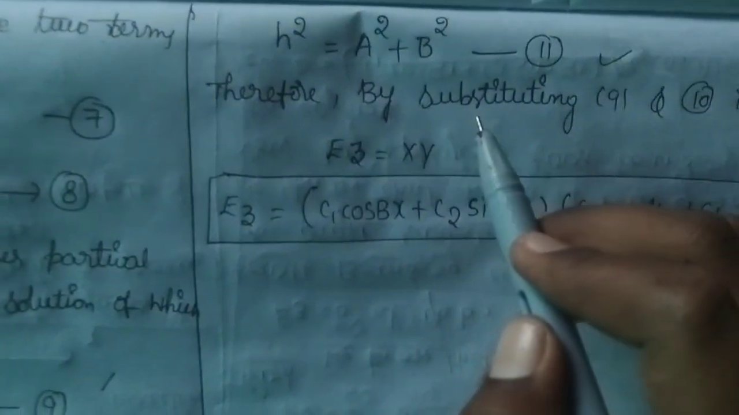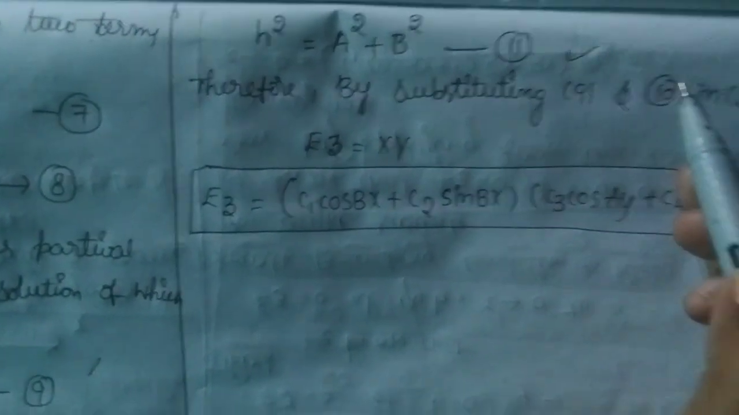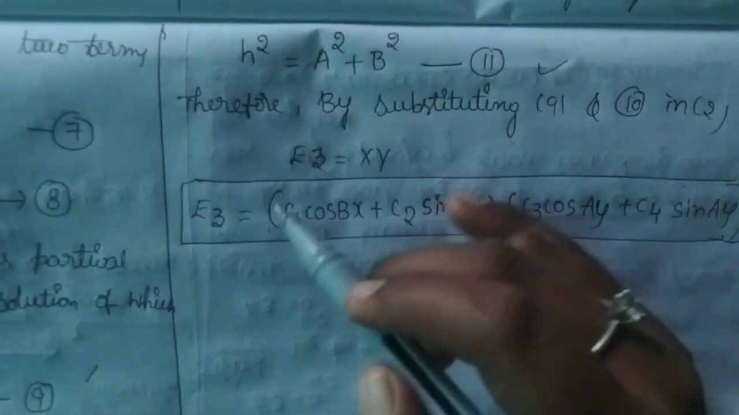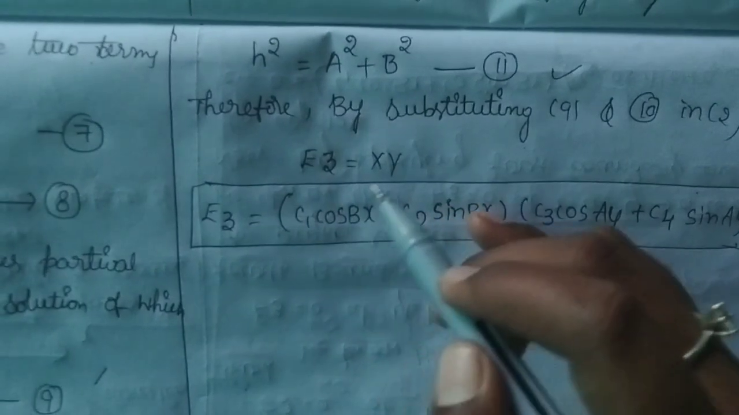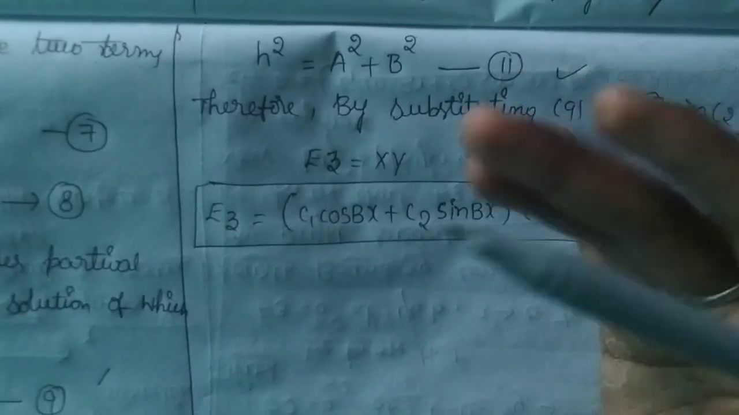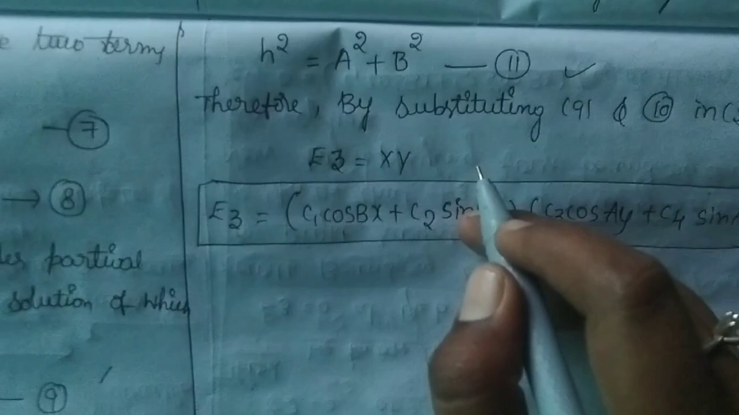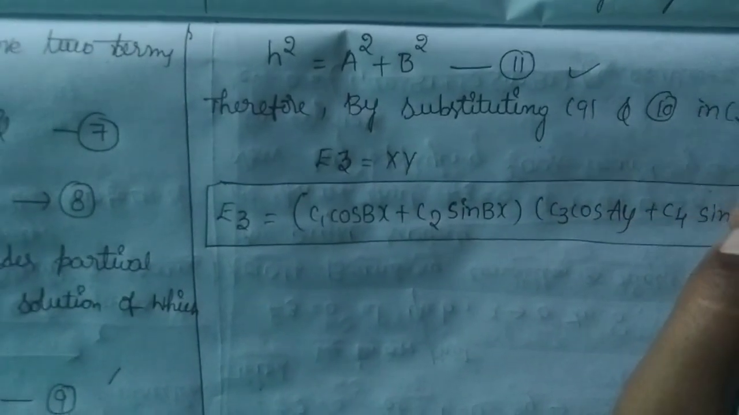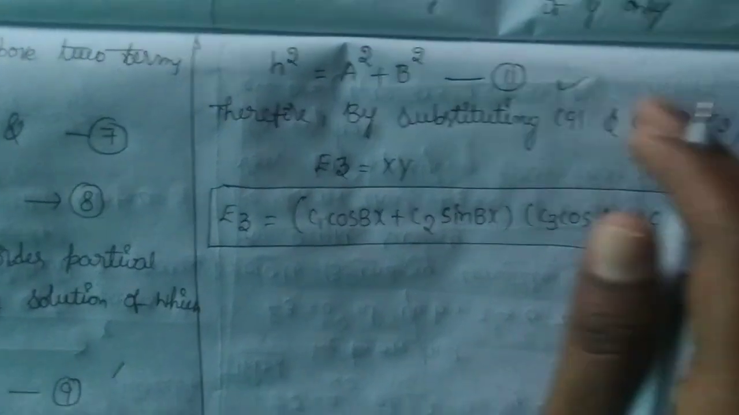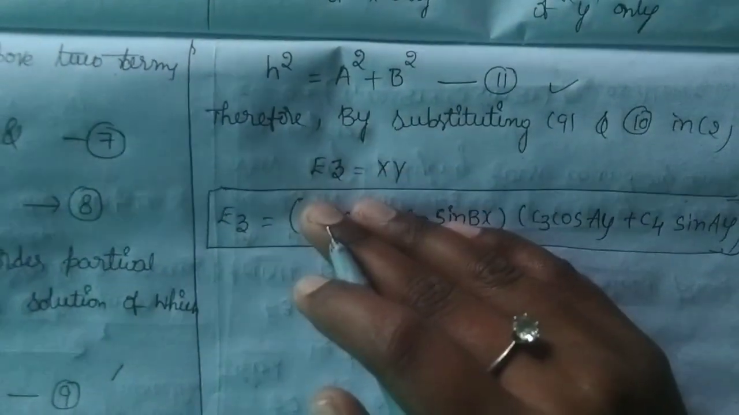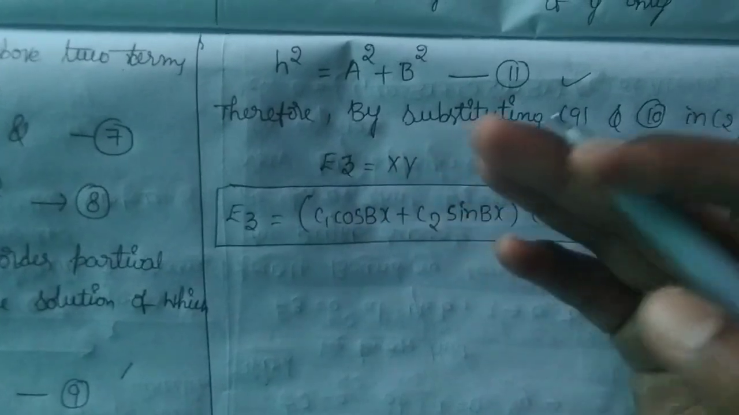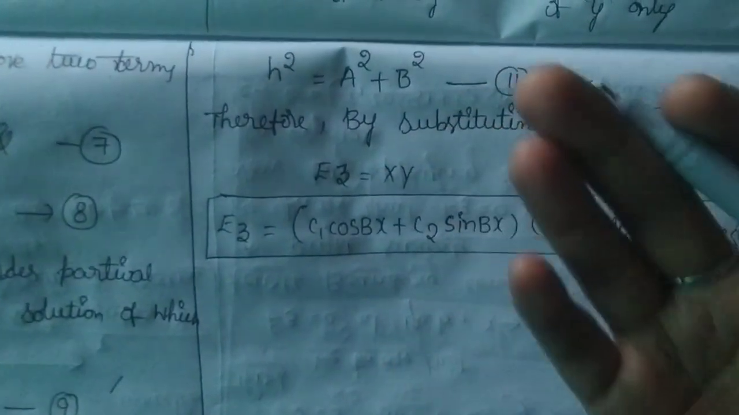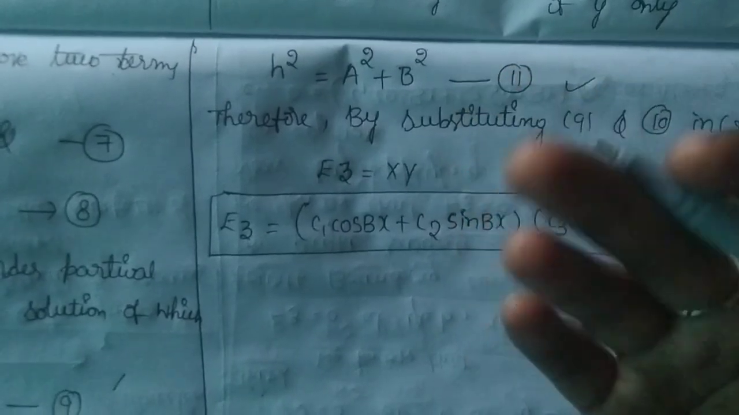Therefore by substituting 9 and 10 in equation 2, Ez is equal to XY, where X is c1 cos bx plus c2 sin bx and Y is c3 cos ay plus c4 sin ay. So this is the final Ez component expression. Now by using boundary conditions we also have to find Hx, Hy, Ex, Ey.